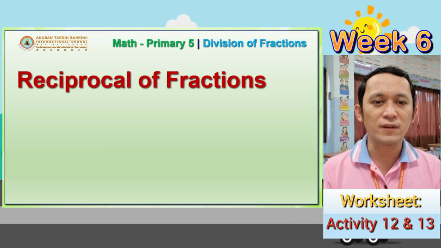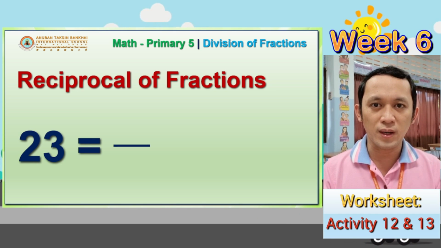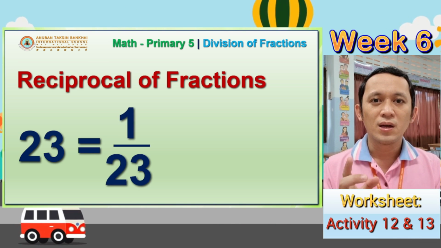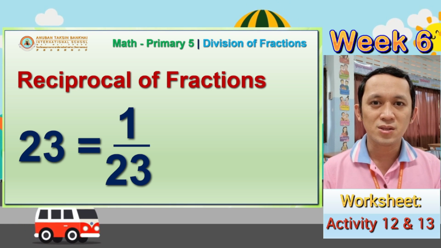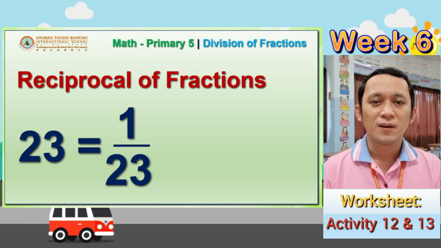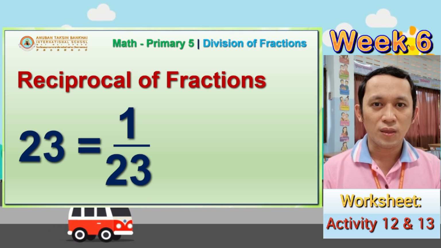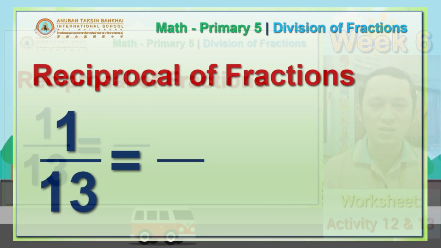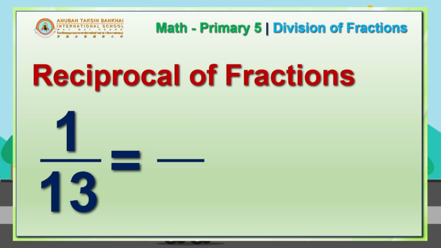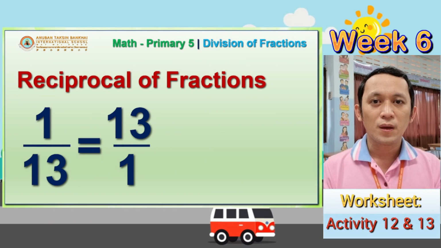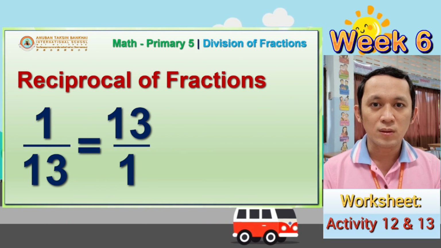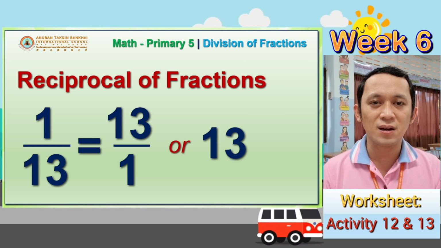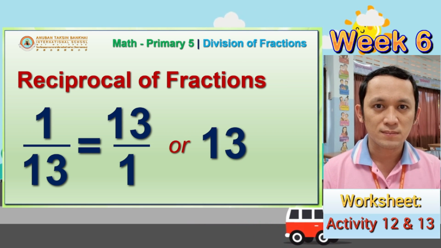Now, let's have another example. We have here 23. Again, this is a whole number, so therefore it's the same as 23/1. So the reciprocal of 23 is 1/23. Okay? Another example, we have 1 over 13. So we just invert this fraction. So we can say that the reciprocal of 1 over 13 is 13 over 1. Or, we need to simplify our answer, we can just write 13.